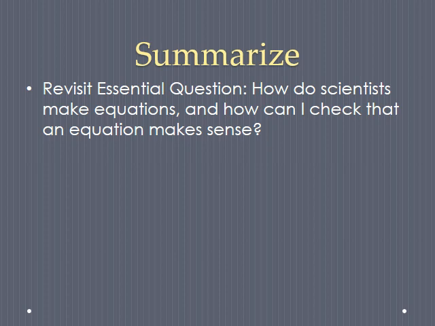So before we summarize, let's quickly revisit our essential question that we started with. How do scientists make equations, and how can I check that an equation makes sense? So what we want you to do right now is to write a summary in your notes over what we've talked about in this video. Remember to cover the steps of identifying the variables, figuring out the mathematical relationships between them, building your equation, and then checking this equation by changing the independent variables, keeping the equation balanced and making sure the relationships are correct.